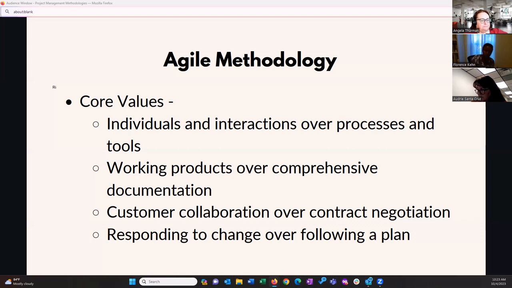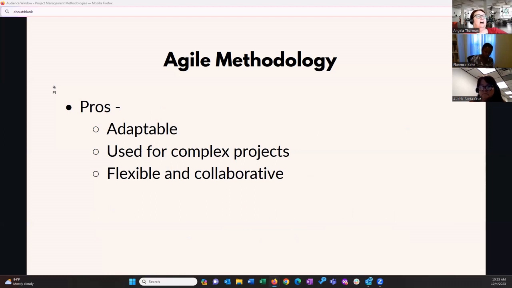Any questions about that? No? Okay. So the pros of Agile are that it's adaptable. It's also used for complex projects, and it's very flexible and collaborative.